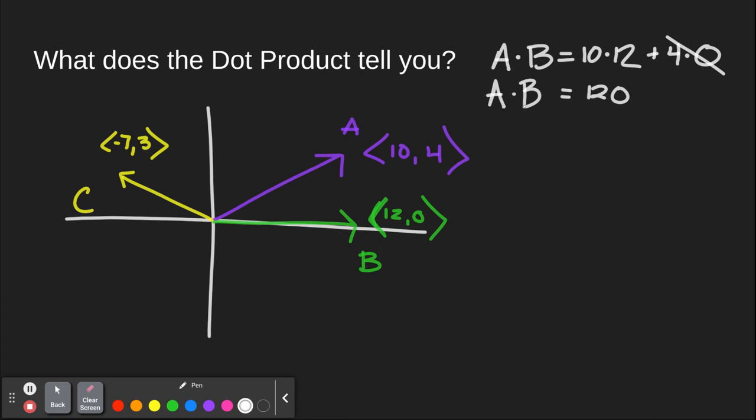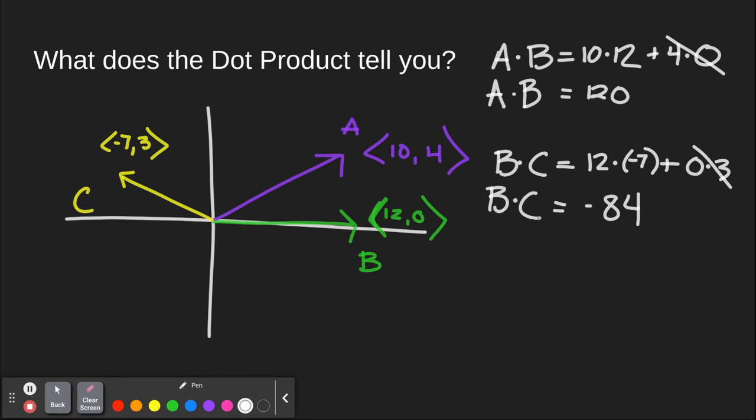Okay? All right. Now let's look at what happens when we do B dot C. Well, B dot C is going to be 12 times -7 plus 0 times 3. So that's 0. So you're going to get -84 for B dot C.